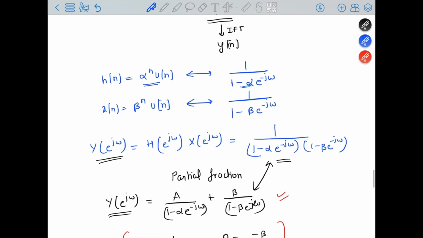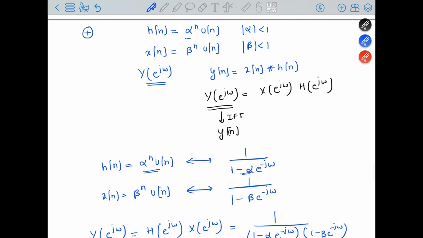So here we started by calculating the Fourier transform of the individual signals. We calculated the Fourier transform of the impulse response and the input signal, then we multiplied them to get the Fourier transform of the output, and then we calculated the inverse Fourier transform to get y[n].